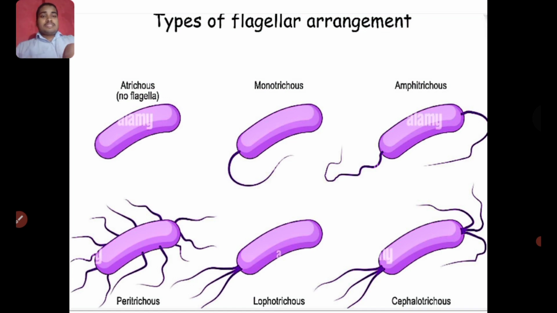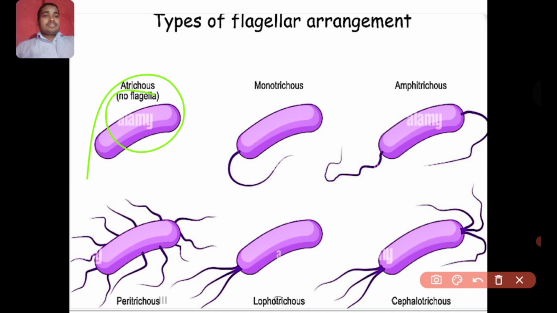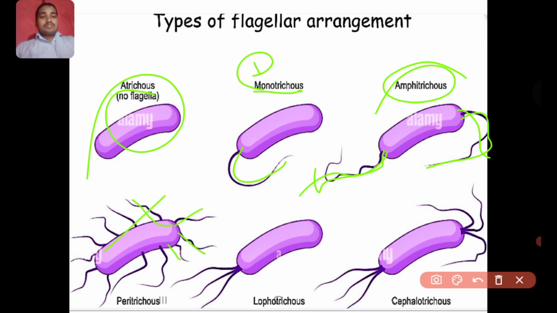Well, Atrichous means having no flagella at all. You can see here. Then there is Monotrichous. Mono means one, having one flagellum. Then there is Amphitrichous. Amphi means both sides, two. Then there is Peritrichous, which means around the whole body. Then there is Lophotrichous. Lopho means tuft-like, at only one end. Then there is Cephalotrichous. Cephalo means head, and trichous refers to the flagellum. Actually thrix means hair, and since flagella are hair-like structures, they are known as trichous. Okay. Cephalotrichous means bundles of flagella at the head.